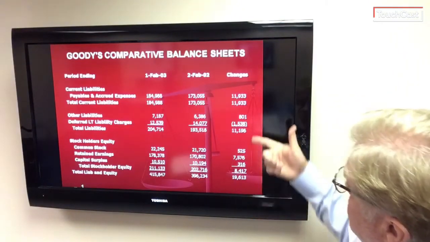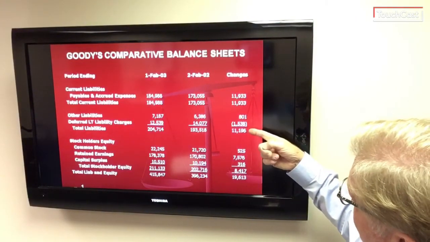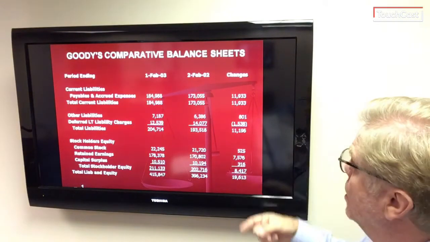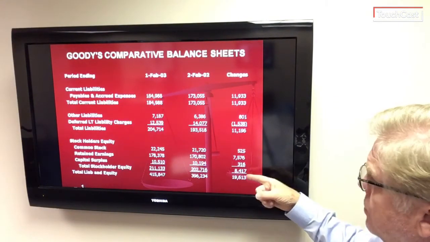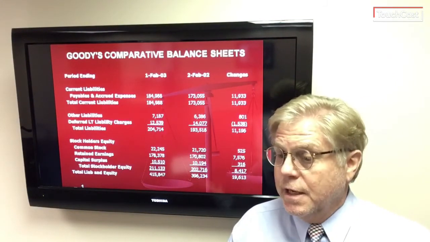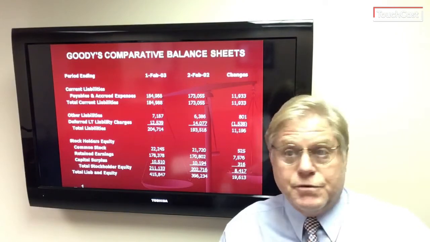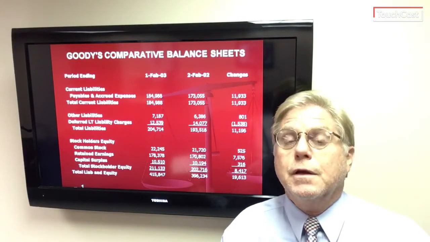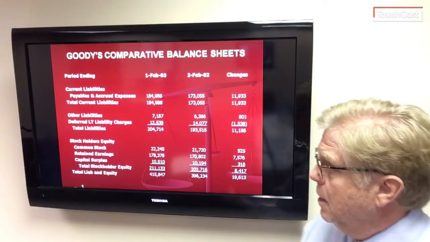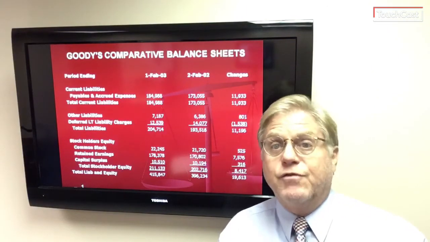What we see is that somewhat more than half of that new financing occurred in liabilities, which grew by $11.2 million, while stockholders' equity grew by $8.4 million. So we might say here that most of the new financing, or somewhat more than half of the new financing, was in debt, $11.2 million, while stockholders' equity rose by $8.4 million.